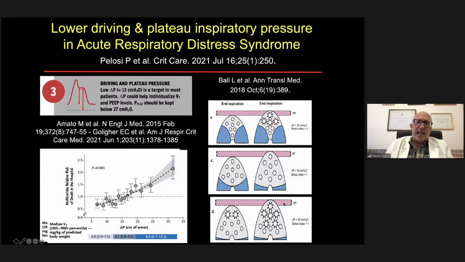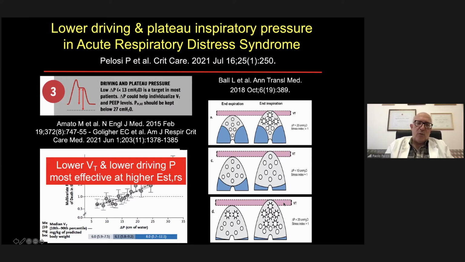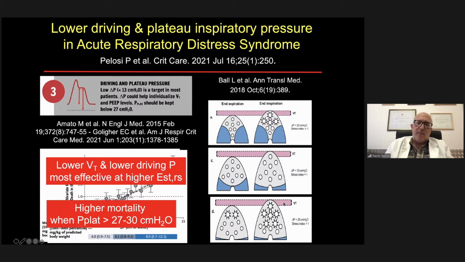And we know there is a clear correlation between driving pressure and outcome of our patients. That's why we suggest to maintain these patients with a driving pressure below 13 centimeters of water. So the lower the tidal volume, the lower the driving pressure, and this is even more effective at higher elastance of the respiratory system. So the lower the amount of aeration, the lower the compliance, and the higher the elastance. More attention we have to give to the amount of tidal volume and driving pressure.